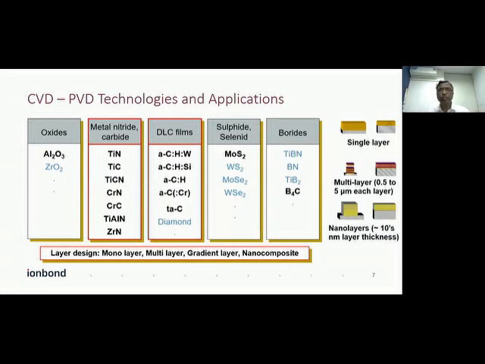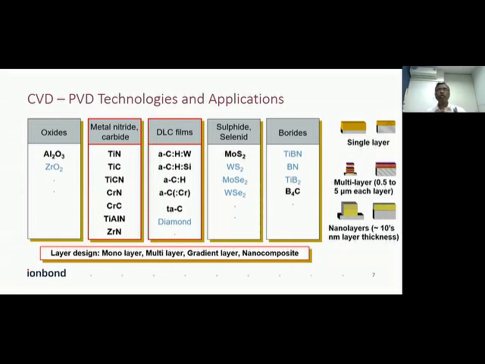Then another segment is the sulfides, like molybdenum sulfide, tungsten disulfide, and so on. And lastly, the borides: titanium boron nitride, or cubic boron nitride, titanium diboride, and all those things. Those can also be synthesized through CVD or PVD. All these coatings are in the form of thin film.